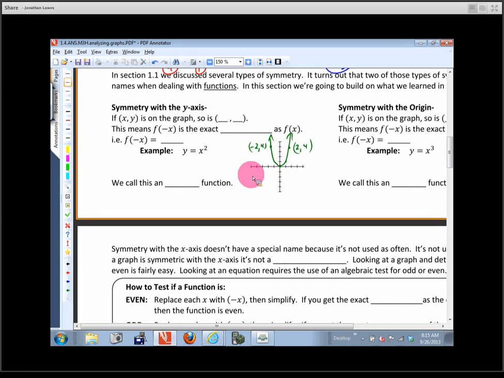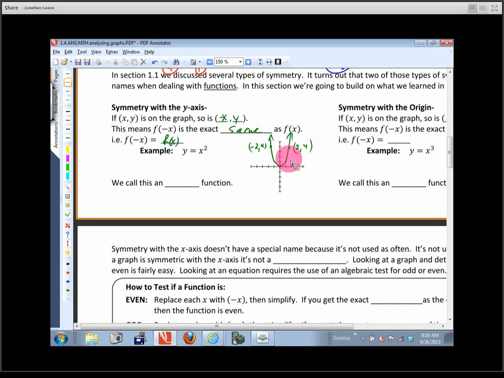So the way we pointed this out is if x, y is on the graph, so is -x, y. So if you go to the right or the left, it doesn't matter. You get the exact same y value. You get the exact same function value. So if we were to put this in function notation, what it means is if you plug in a -x, you get the exact same as if you plugged in a positive x. So going to the left gives you the same thing as if you were going to the right. So if we shorten this, f of -x is the same as f of x. Okay, so that's what we talked about with symmetry with the y-axis.